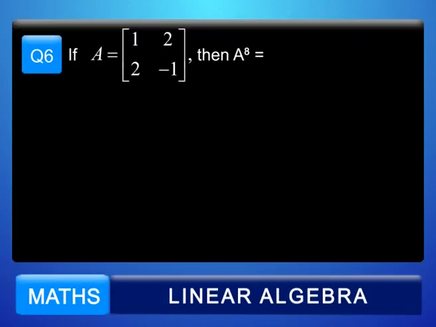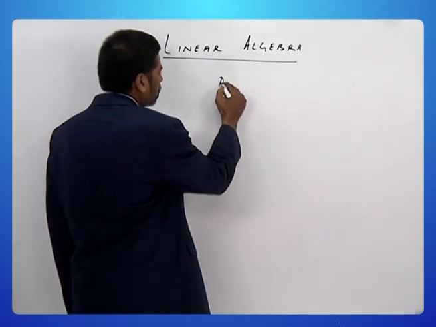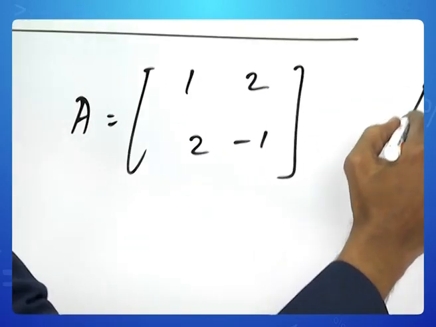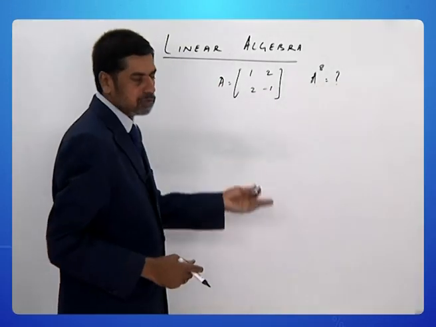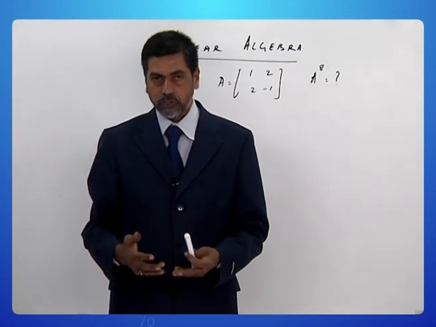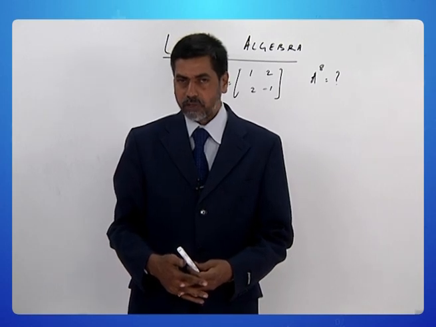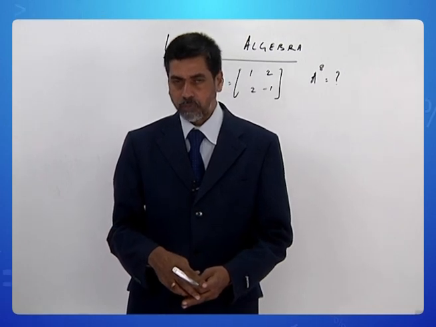Question number 6. If A is the matrix 1, 2, 2, minus 1, then what is the output of A to the power of 8? What we require is A power 8. Of course, no student who has seen a good course on linear algebra will be so naive as to calculate A power 8 directly. So, if we know the eigenvalue properties, then this is very simple to compute.